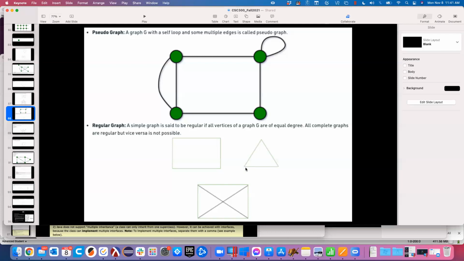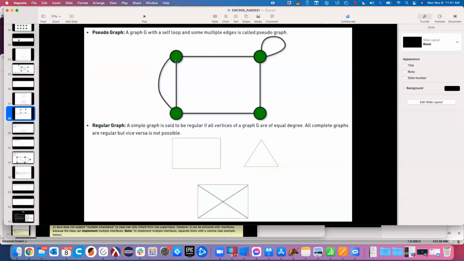I want to see, can I create a regular graph that doesn't? I could create a graph where every single vertex visits 3 other places, but it might visit the same place more than once. So that would technically be 2 edges. And so I wouldn't have visited every location.